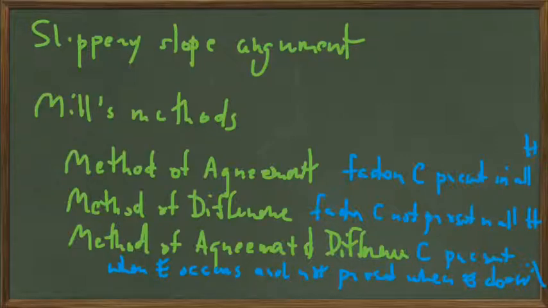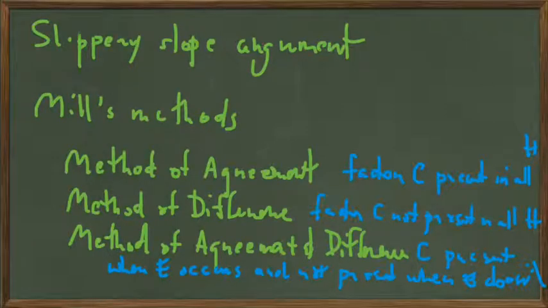C is present when we have an occurrence of E, and when C is not present, E doesn't occur. So that would be a stronger link between C and H. It's not definitive, but it makes it stronger. If we could rule out other factors, it would make C much more likely.